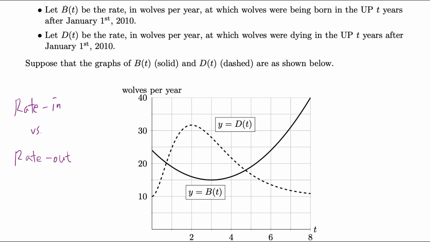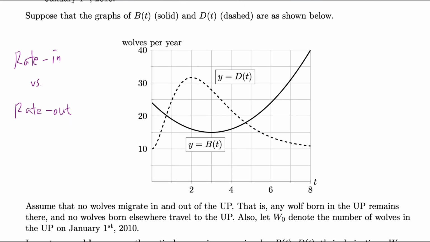Anyway, going back to the question, let's quickly recap. B of t is the rate at which wolves are being born. And here we're looking at t years after the start, after January 1st of 2010, so make sure you keep note of this. And d of t is the complementary rate, at which the wolves are dying out. We're given the graphs of b of t, right here, with a parabolic shape, and d of t looks like this.